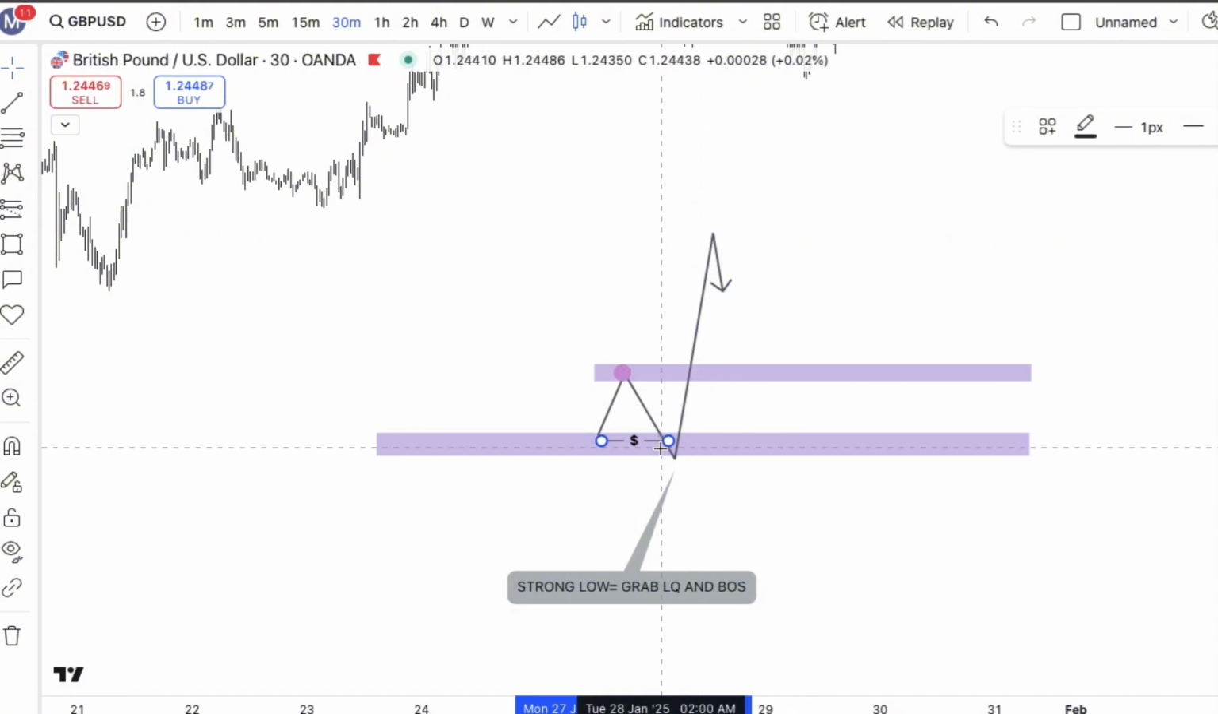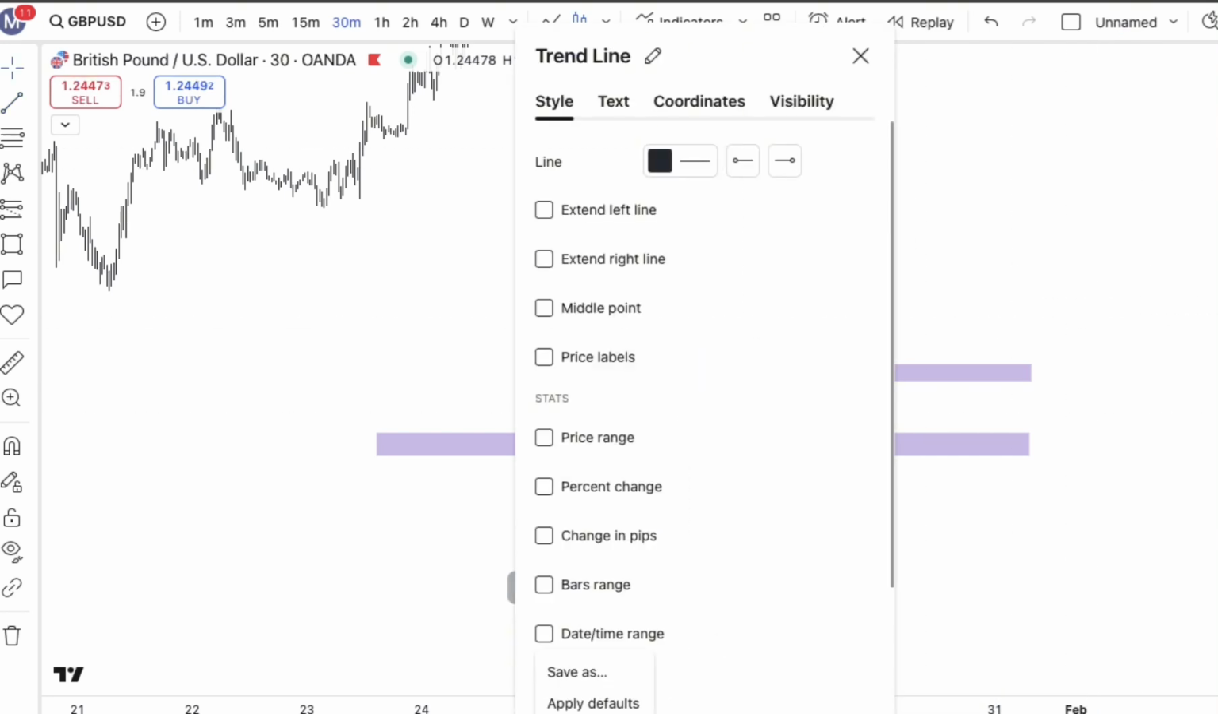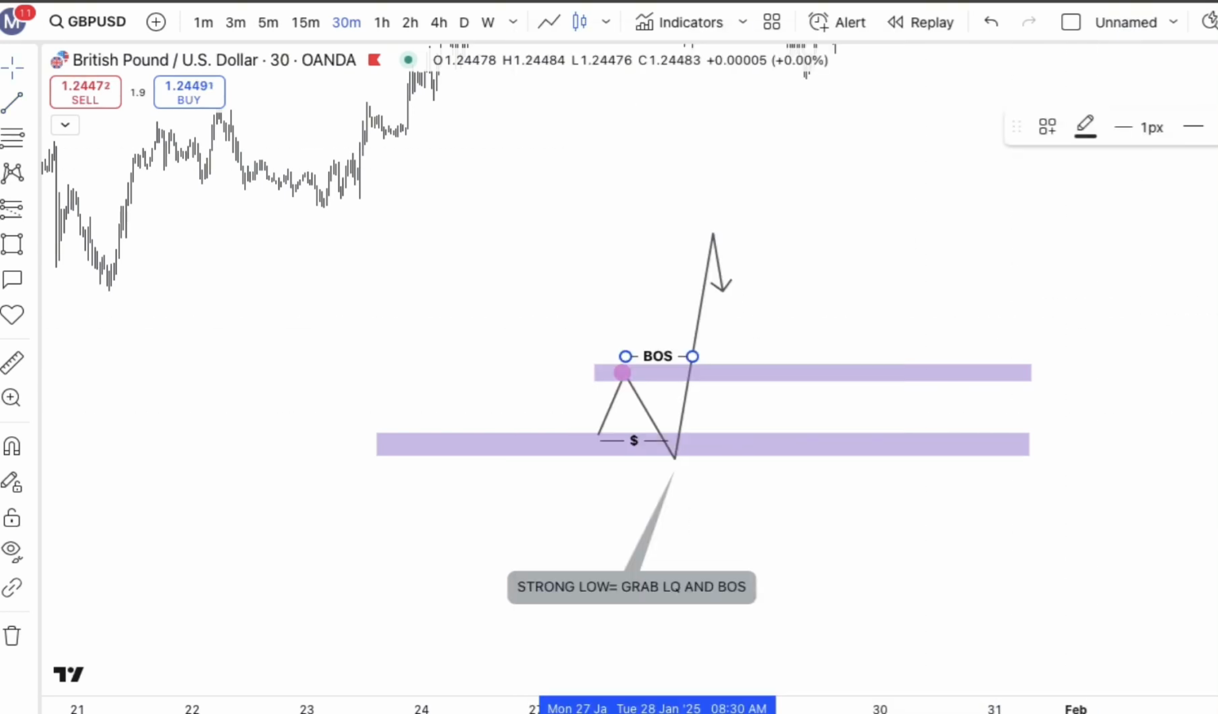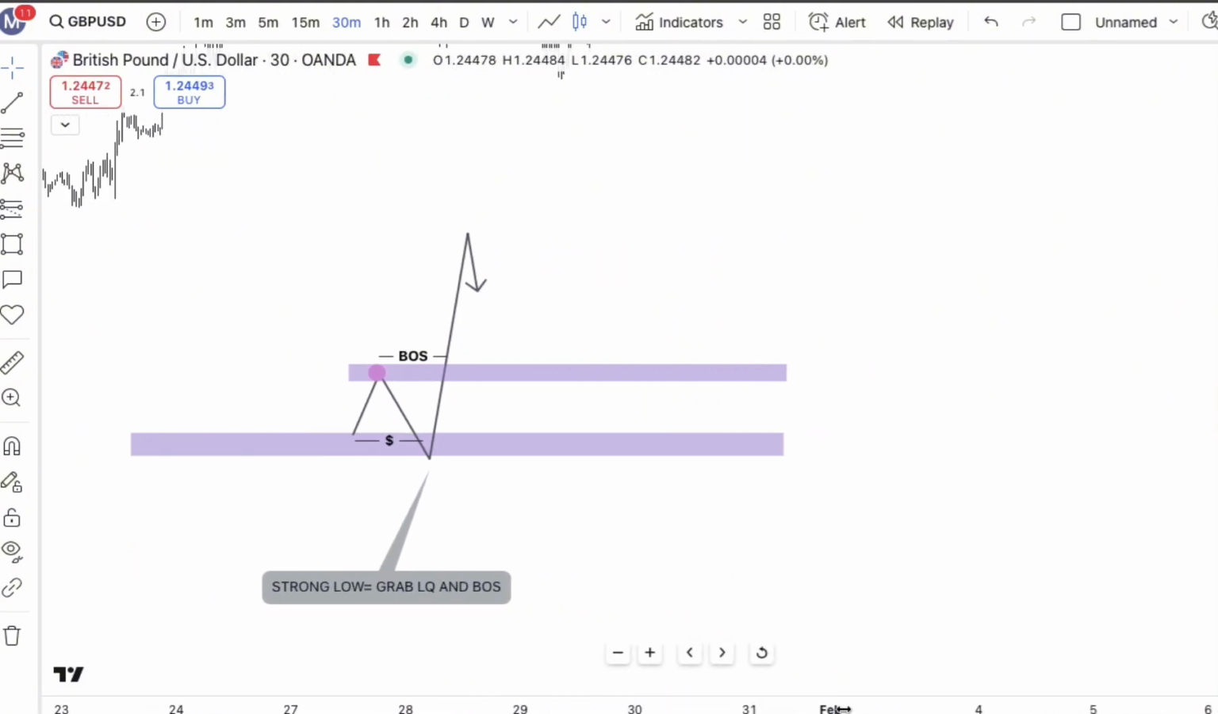Okay, with that being said, when we grab liquidity like this, so we take out a previous low in a bullish structure and it holds, and then it takes out a high point like this, breaking structure, I will mark that so you guys can really see that. That low is usually strong. That low is usually strong, okay? And same thing when it comes to sells.